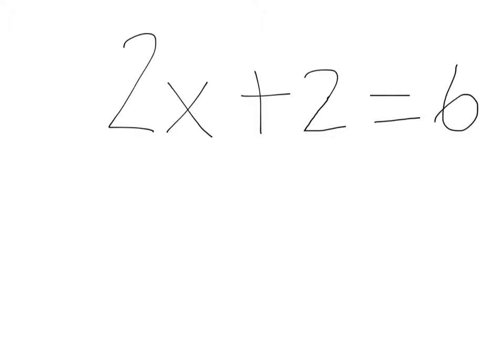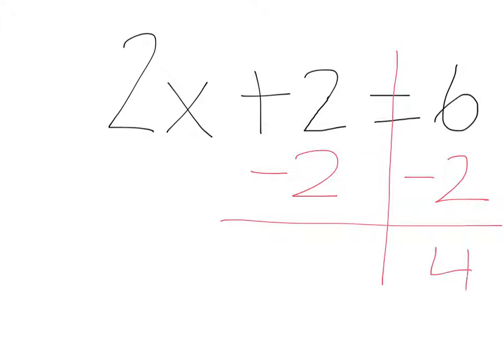To solve a two-step equation with whole numbers, you're going to isolate the variable, which is 6, and you can see that there's a positive 2 here. So then you're going to do the opposite of positive, which is negative, so it's going to be a negative 2. And then you're going to draw your line and put negative 2 over here. And then you're going to do 6 minus 2, and that's going to be positive 4 since 6 is bigger.